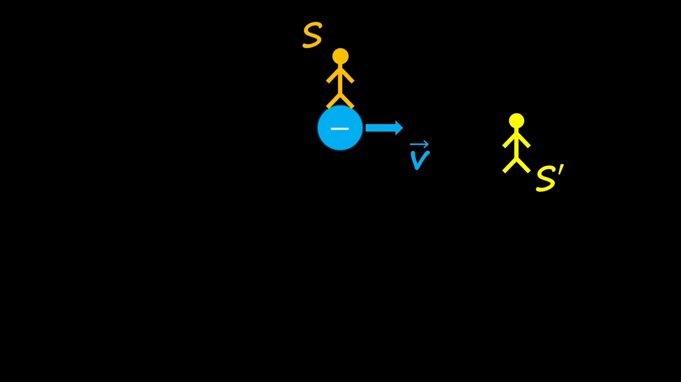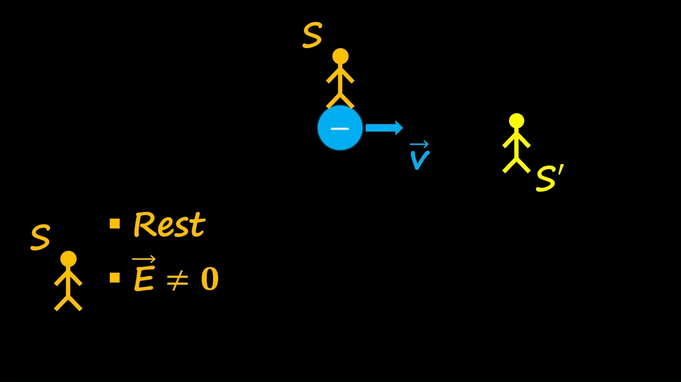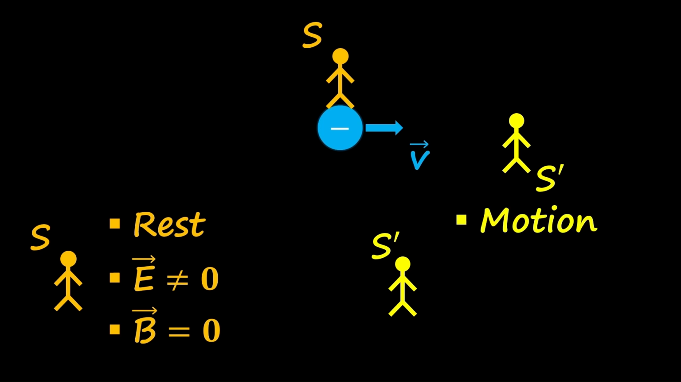According to the S frame of reference, the charged particle is at rest and it is seeing a non-zero electric field, and since the charged particle is at rest, the magnetic field will be 0. What about S prime? According to this frame of reference, the charged particle is in motion and it will see a non-zero electric field as well as a non-zero magnetic field.